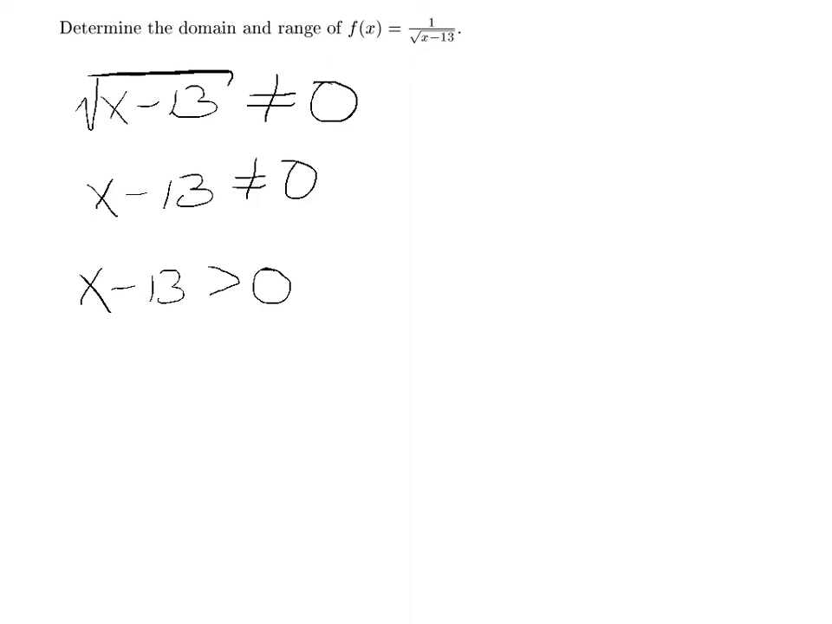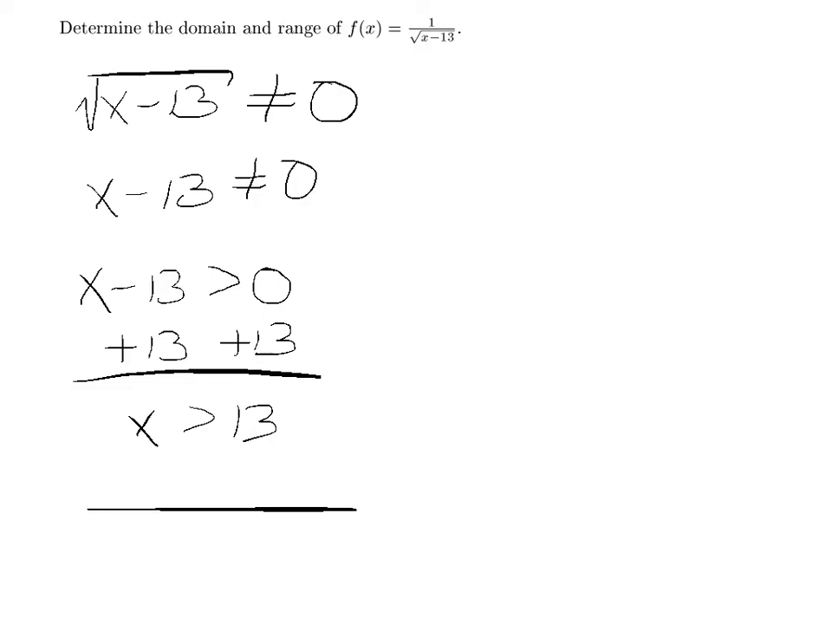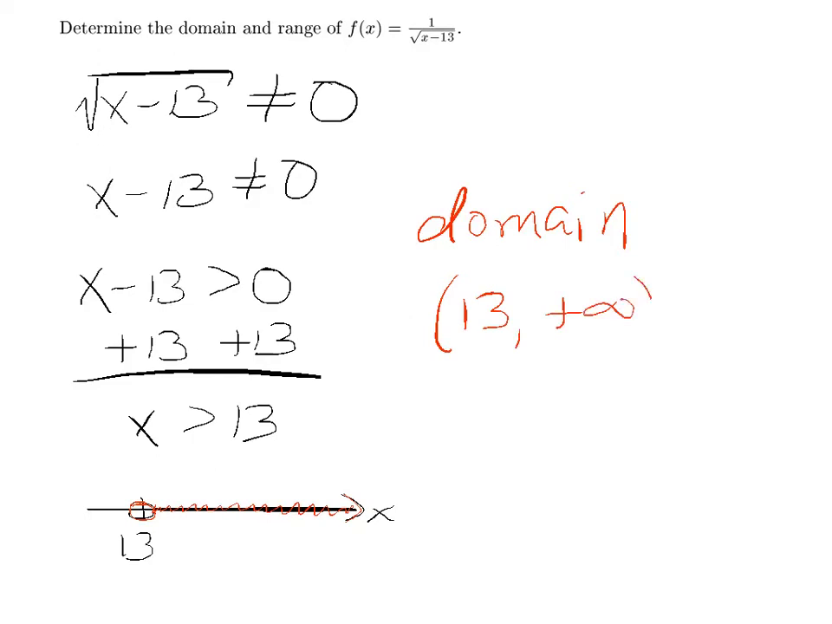Okay, well that's pretty simple. We just solve this inequality, and this is just a linear inequality, so this is pretty easy. And we need x bigger than 13. So if I just plot this on a simple 1D graph, there's 13. It would have to be an open circle, and I want everything to the right of 13 here, open circle. So in interval notation, the domain is simply 13 to plus infinity.